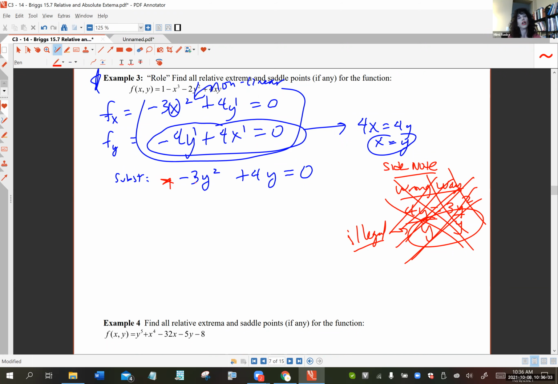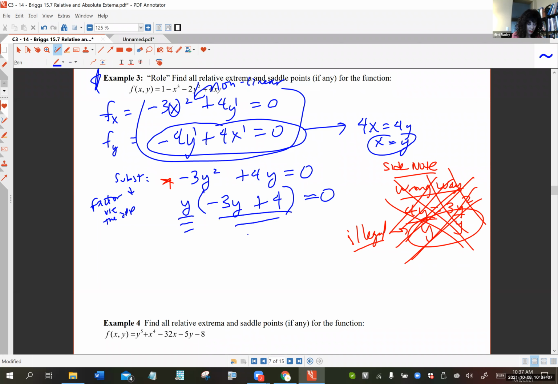equation here? Well, it is a quadratic equation, so you could use the quadratic formula, although for this equation, that's a little bit overkill. The better way to do it is to factor and use the ZPP. That's the better approach. So if I factor out the greatest common factor here, I get y times negative 3y plus 4 equals 0. Great. Now I have something times something equals 0.